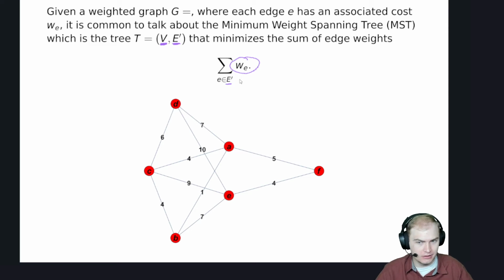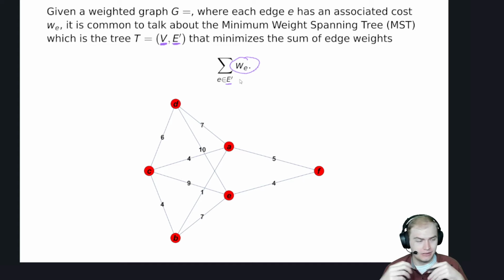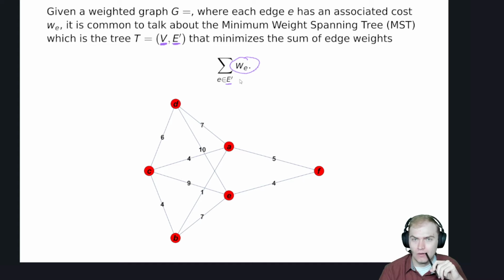Suppose we were laying fiber optic internet cables, and we wanted to connect all of these nodes, all of these neighborhoods, maybe, at minimum cost. Well, we need a spanning tree to do that. We need to find the minimum weight spanning tree across these edges, and that will connect all of the nodes, and it will do so at minimal cost. That's one idea of an example.